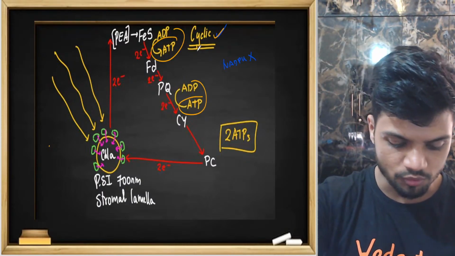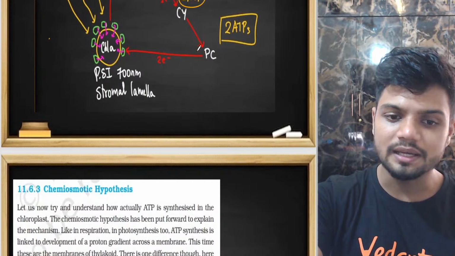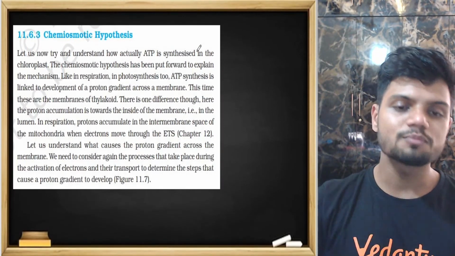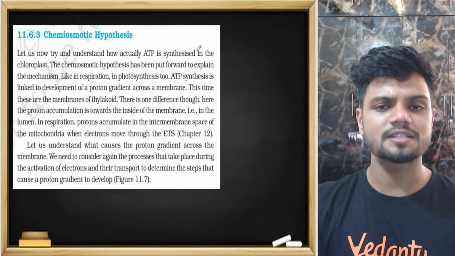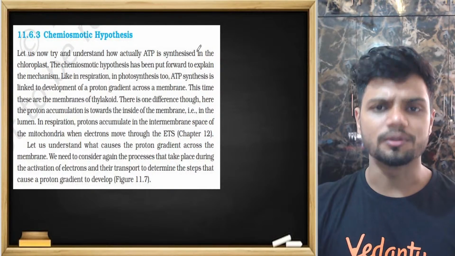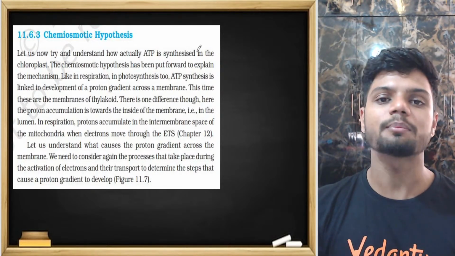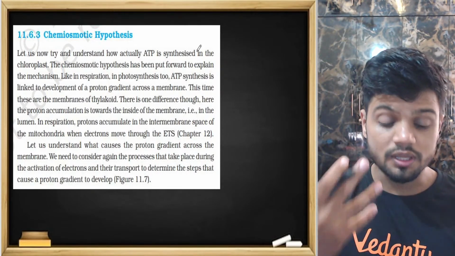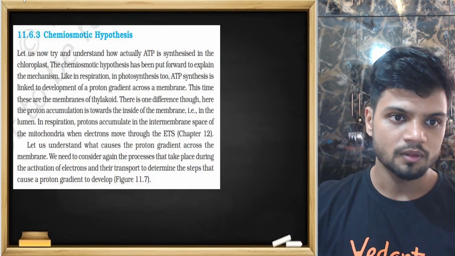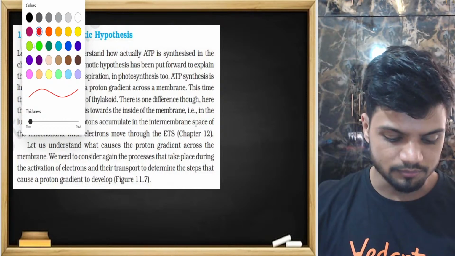Ready, everyone? You need to understand something called the chemiosmotic hypothesis. The chemiosmotic hypothesis basically explains how ATP is produced. That's all; that is the main aim of this hypothesis. It is explaining how the ATP is being formed. For example, let's read the NCERT, you will understand better.